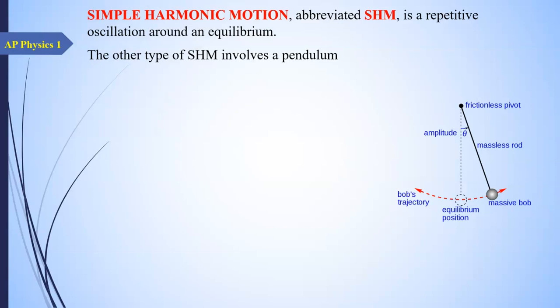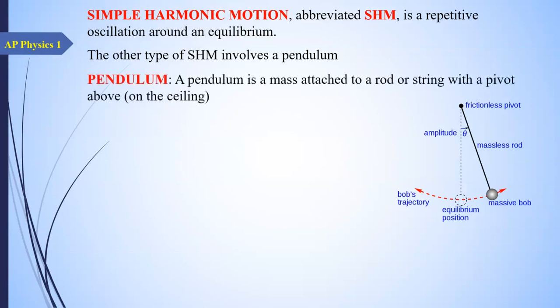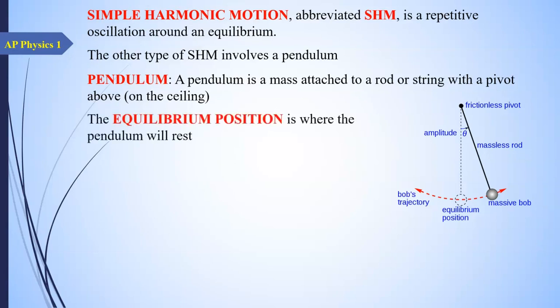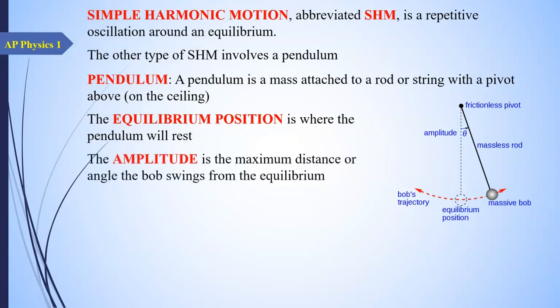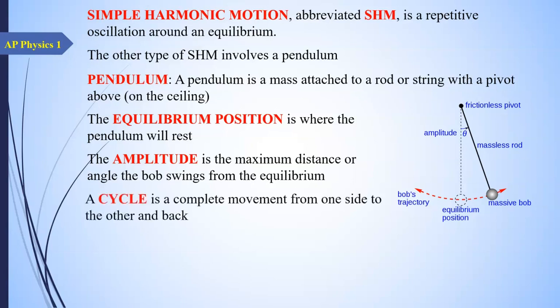Okay, the other type of simple harmonic motion involves a pendulum. A pendulum is a mass attached to a rod or string with a pivot above, such as attached to the ceiling. The equilibrium position is where the pendulum will rest. The amplitude is the maximum distance or angle the bob swings from the equilibrium. The bob is whatever the weight is at the bottom of the rope or the string. A cycle is a complete movement from one side to the other and back. The length is the distance from the pivot to the bob, so it's the length of your string.